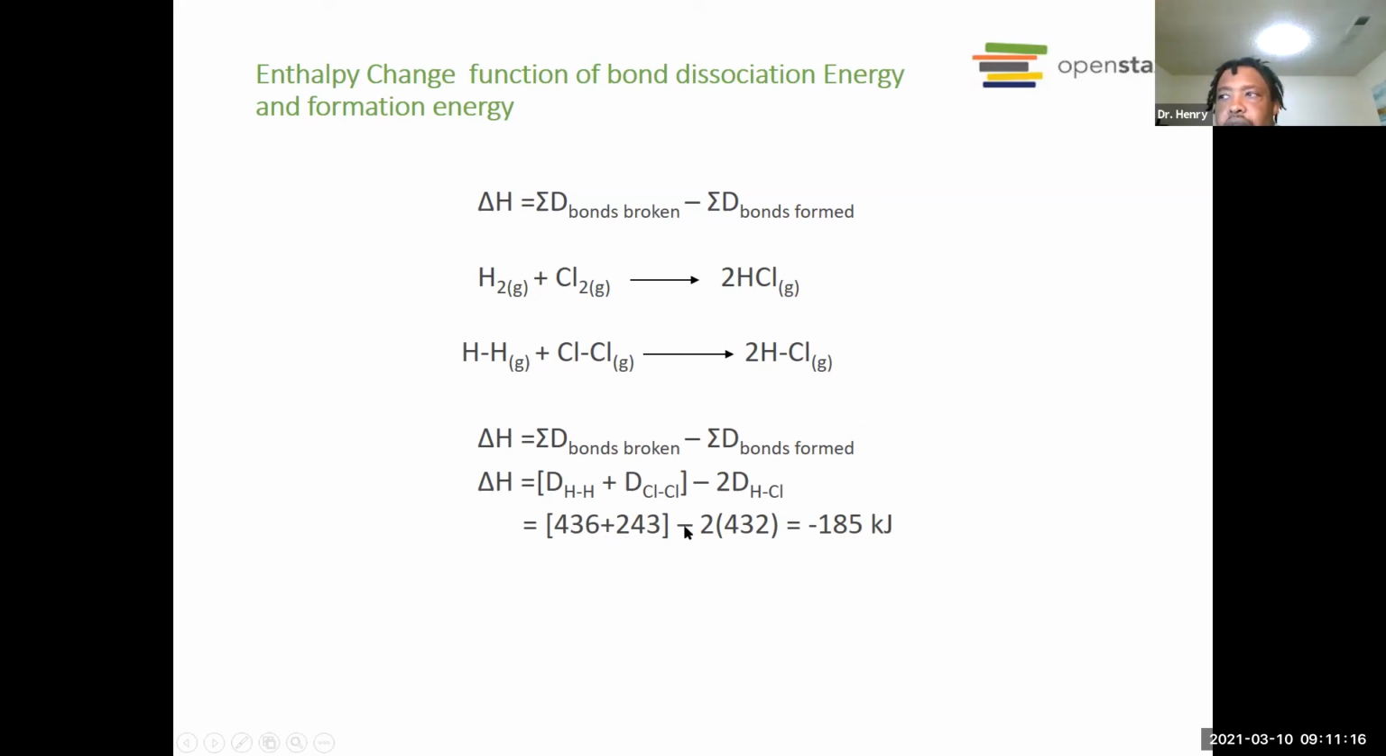And then we're going to subtract the formation of the HCl. Okay, and so this is going to give us the total energy that's associated with the formation of this new compound. Does that make sense?